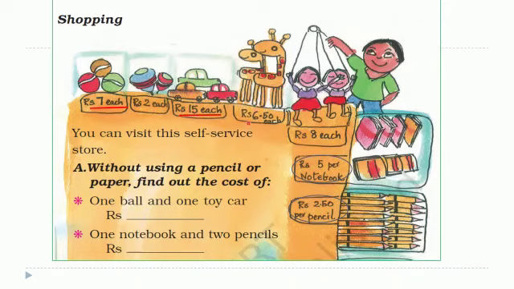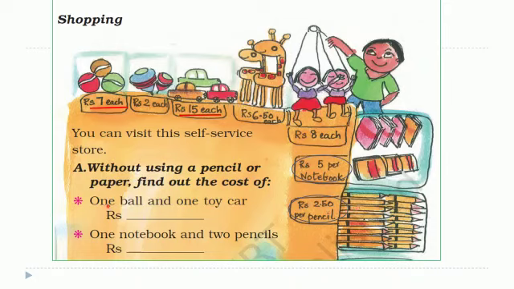Same way, giraffe rupees 6.50, means 6 rupees and 50 paise. And here puppet or dolls, they have given the name, 8 rupees each. And notebooks, rupees 5. Pencil, rupees 2.50, means 2 rupees and 50 paise for one pencil.